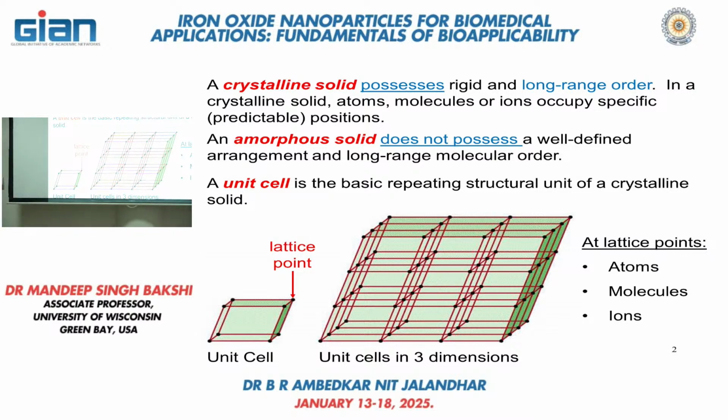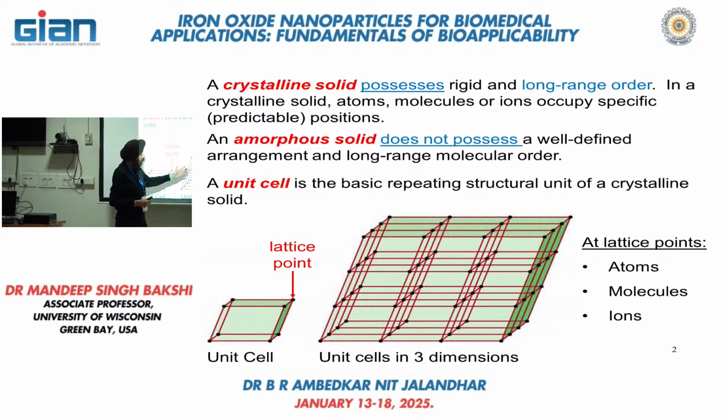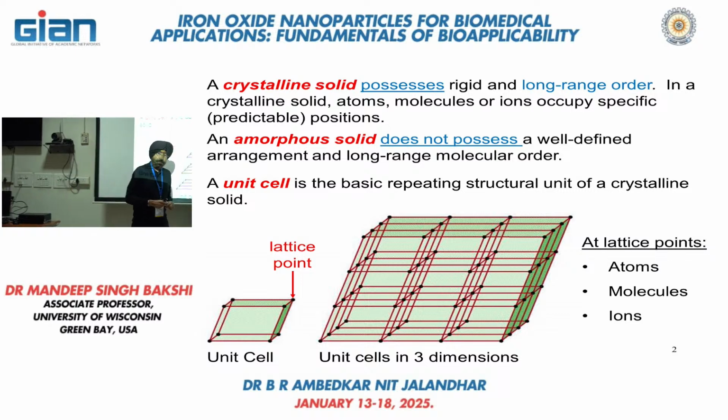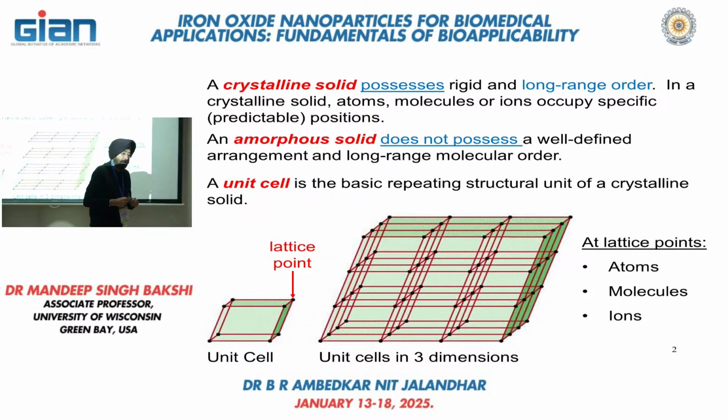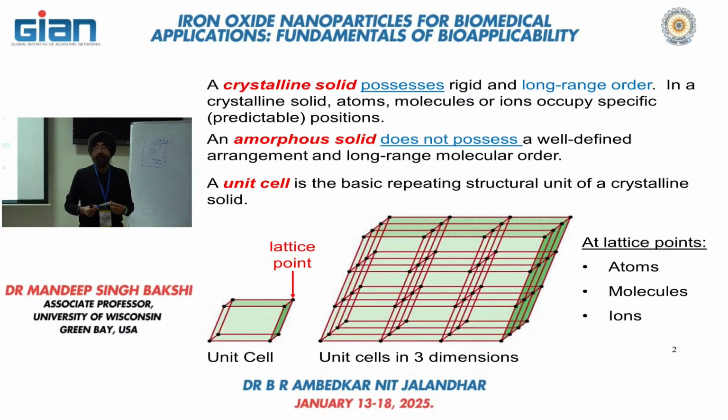So therefore, there is a contrasting difference between the crystalline and the amorphous solids, and the repeating units which repeat in 3 dimensions are known as the unit cell, the basic repeating structure of a crystalline solid. In the case of amorphous solid, we do not have such an entity which could repeat in 3 dimensions. But in the case of crystalline solid, this is the case.